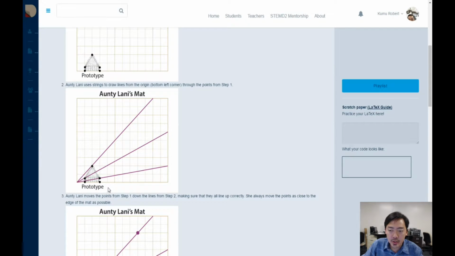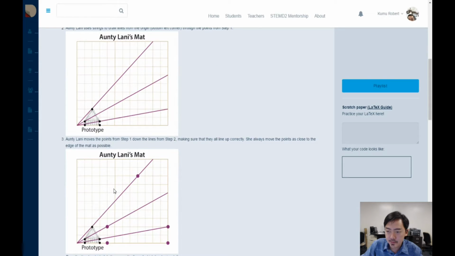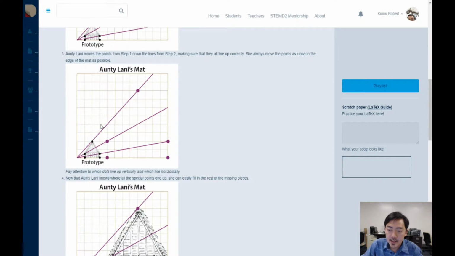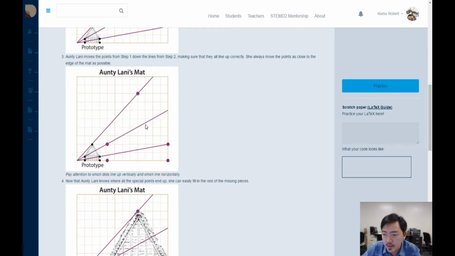Next, Auntie Lani will draw lines from the origin through the 5 points. So this line goes through this point, this line goes through this point, this line goes through this point, and the horizontal axis goes through the bottom 2 points. Next, Auntie Lani will move these 5 points down the lines that intersect them. She will pay close attention to how the dots line up vertically and horizontally.